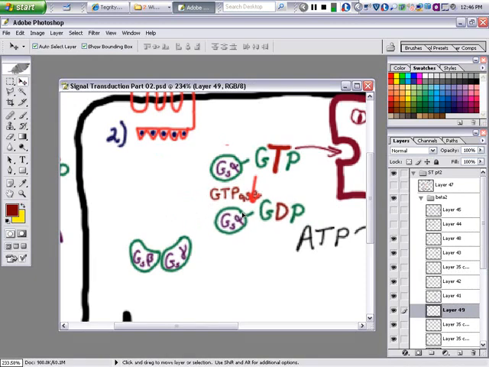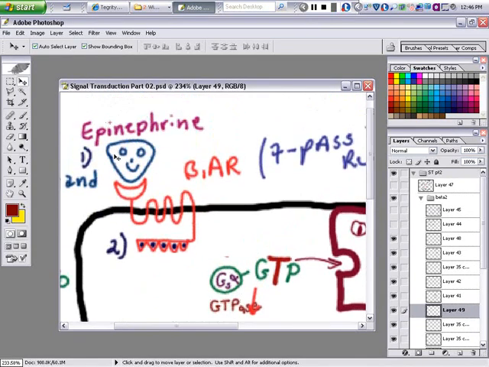This G stimulatory alpha GDP is now going to go back and associate with G stimulatory beta and gamma. Remember, that's who it was with before. At the very beginning, G stimulatory alpha was with beta and gamma. And now we're back at the point where we started before.